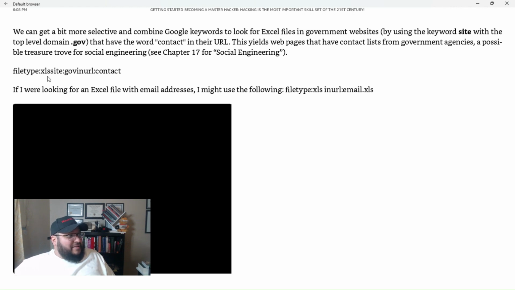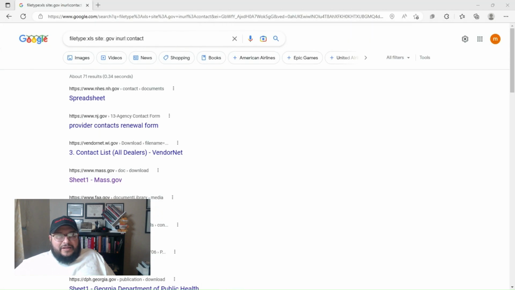Okay, so this one's the next one: file type Excel, site .gov, URL contact. But this is what we did, didn't we? If I were looking for an Excel file with email addresses, I might use the following: file type, in URL email. Let's do that one and see what comes out. I'm not going to click on stuff, I just want to see what comes out, and then we can make guesses, because I don't want to get in trouble, and I don't want you guys to be accessories. I'm just kidding.